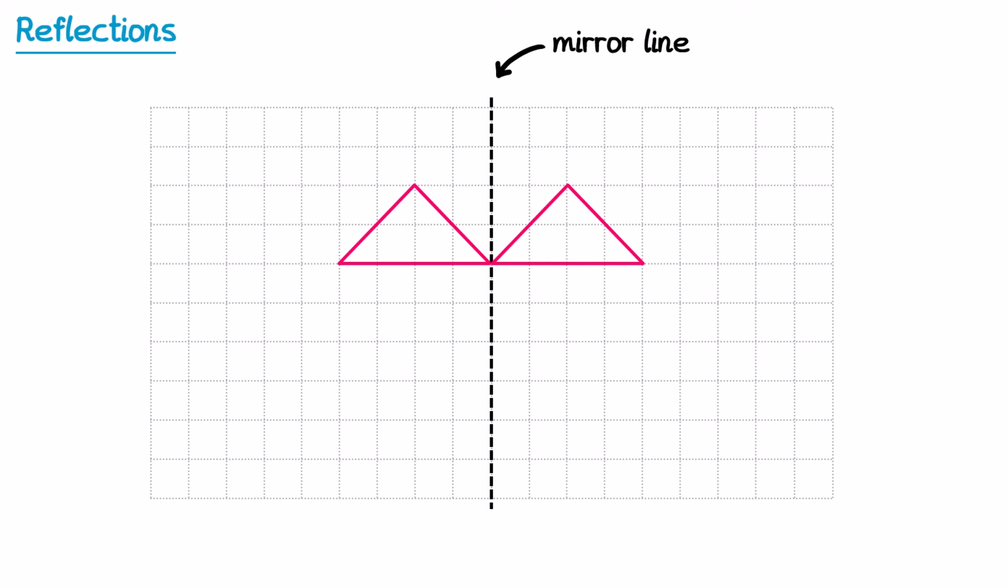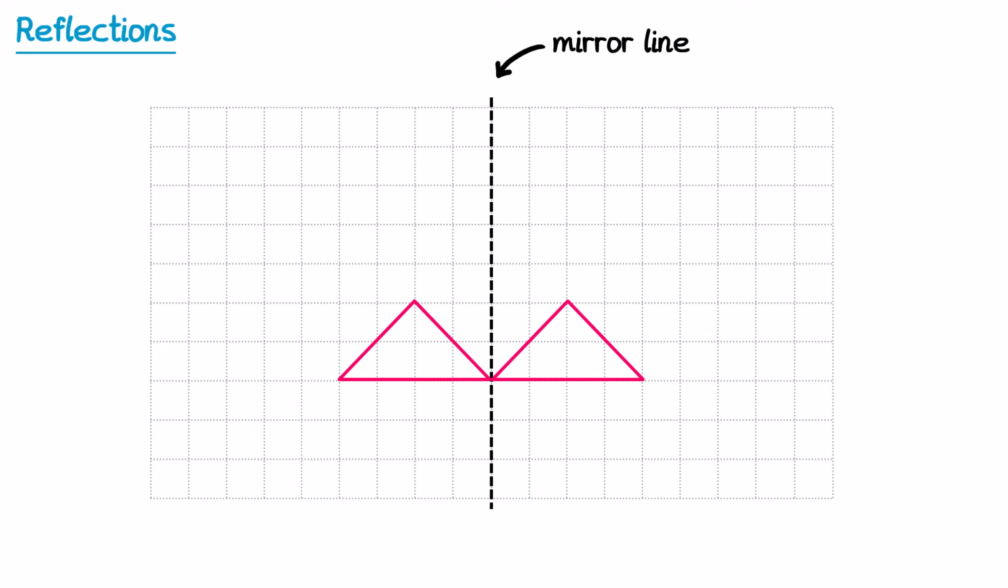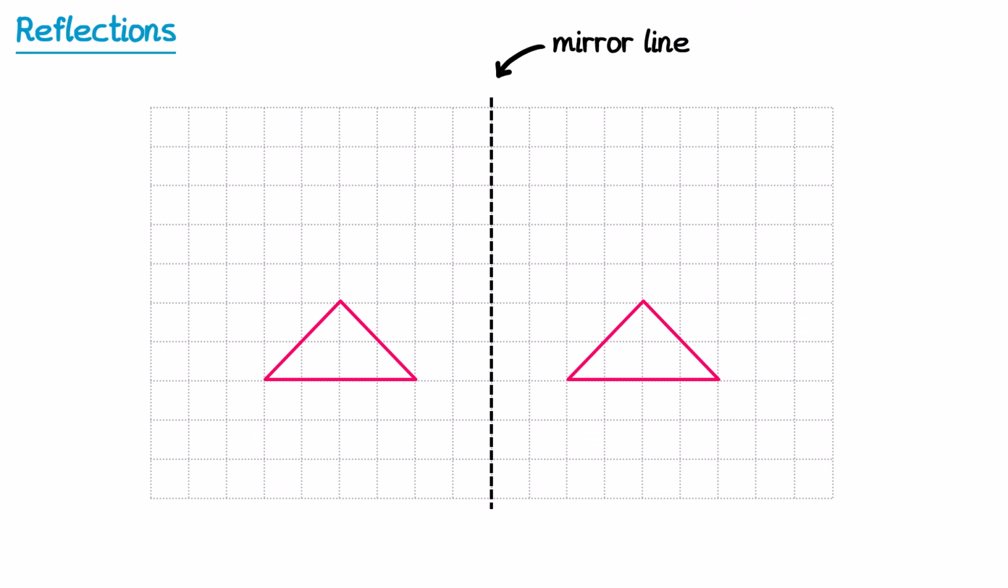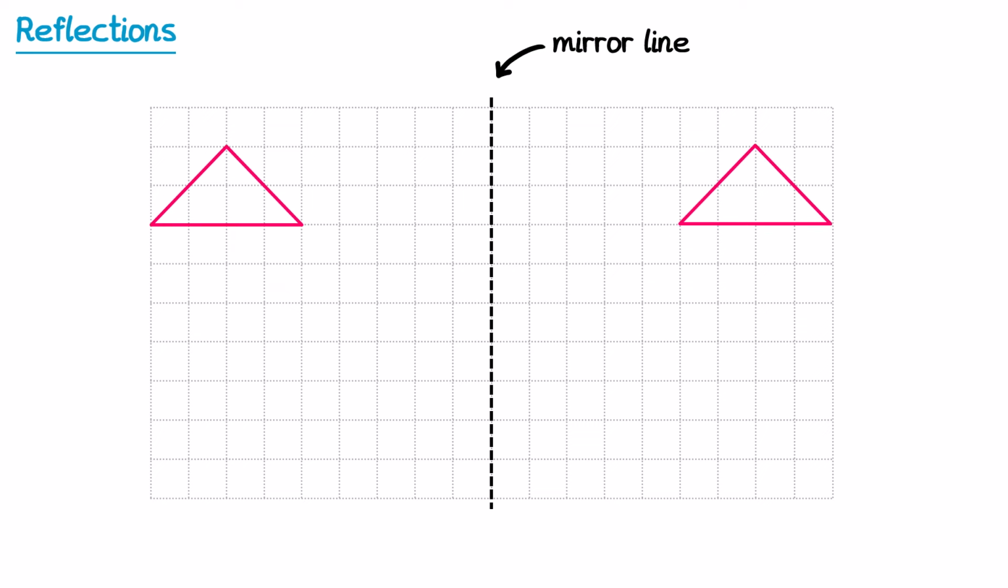If we move the original triangle up or down the mirror line, its reflection will follow. If we move the original triangle away from the mirror line, its reflection will also move away from the mirror line the same distance. So the original shape and the reflection are always the same distance away from the mirror line. This applies to all of the points on the shape.